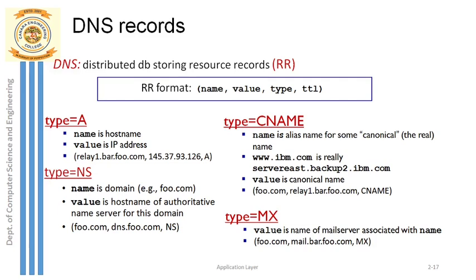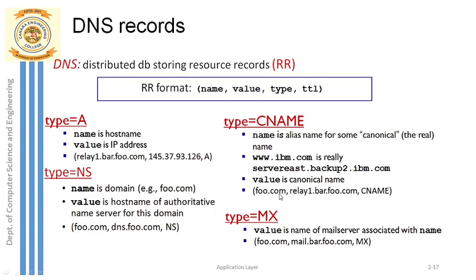If I'm taking the same example, foo.com will be the first part, the alias name. The second one is the canonical name for this foo.com. So what is the canonical name for this? Something which is difficult for us to remember. The actual address of this foo.com is relevant.bar.foo.com. So that is supplied for me here in the value part. That is your canonical name, what you call. The last part is CNAME.